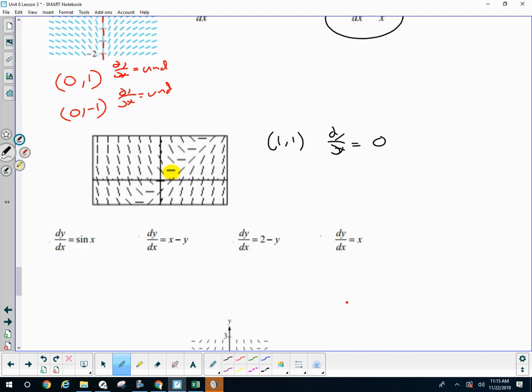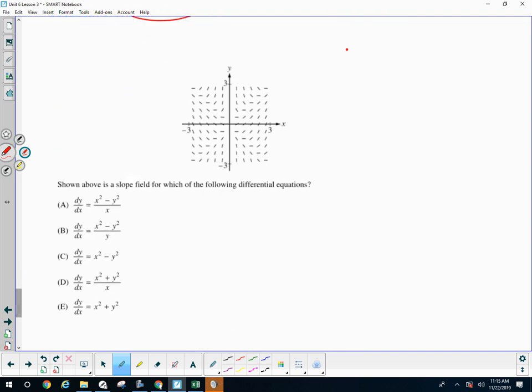Don't look at it somebody else. If I plug in 1, 1, I will get a slope of 0. If I plug in 1, 1, this is the only one that will give me a slope of 0. Okay, those first two are easy. The next two are harder.